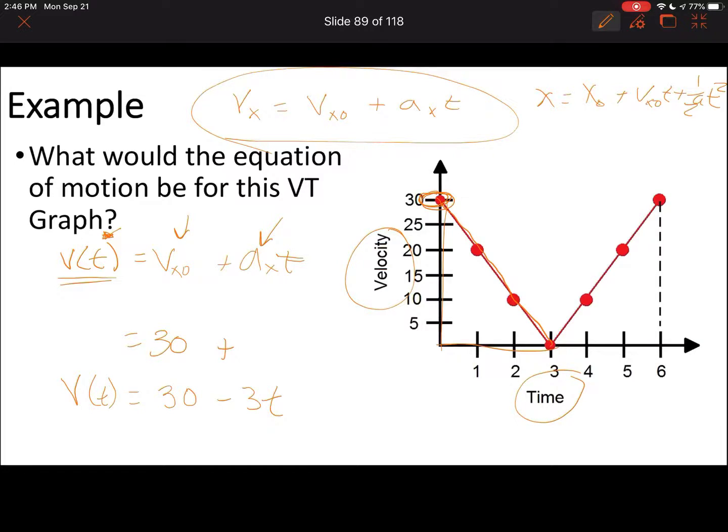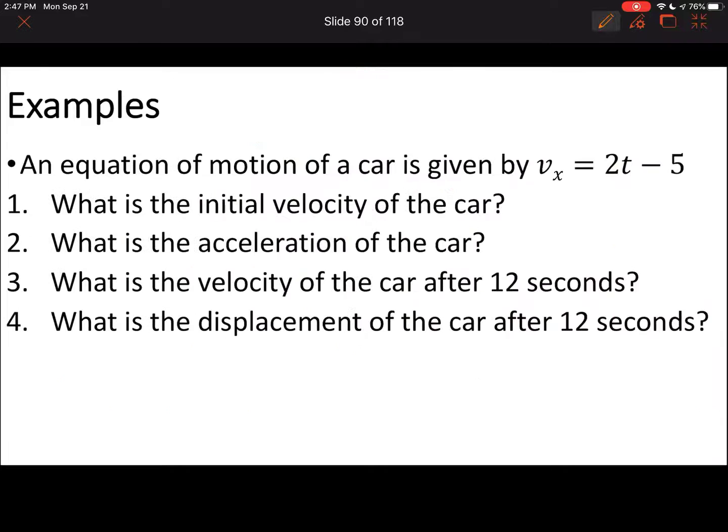We should ask ourselves, is this going to change at any point? Is it constantly 30 minus 3t? Well, it does change over here, because our slope is no longer negative 3, but we switch to increasing rather than decreasing. So we would have a separate equation of motion. For this part, we'd probably call that v_t equals negative 30 plus 3t, to switch those two. That would be the equation of motion, though.